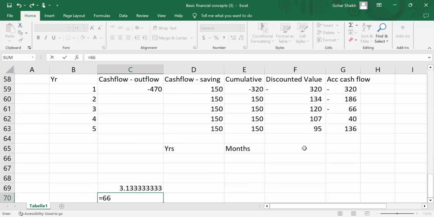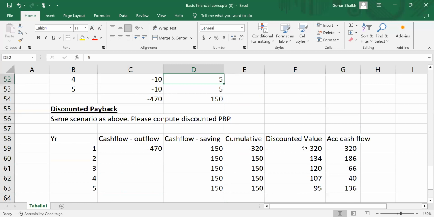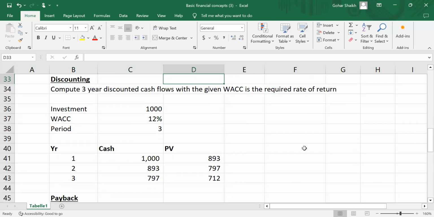If I want to calculate it in months, I'll do 66 divided by 107 multiplied by 12. I'll get 7.4, which means 3 years and 7 months. That's how we are going to solve this. So we have calculated the discounted cash flow, we have calculated net cash flow, and we have done the payback period.